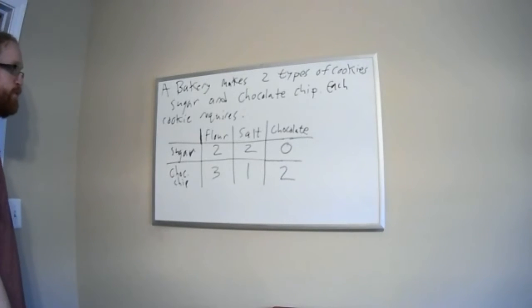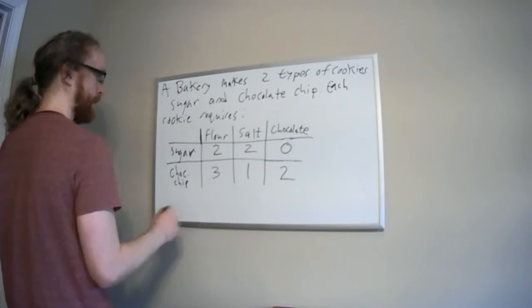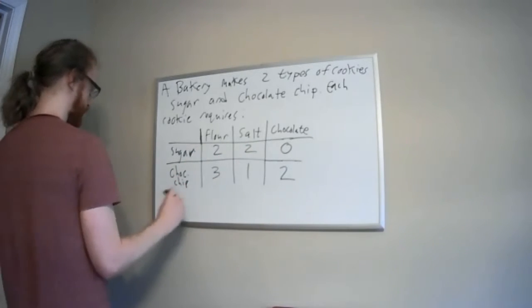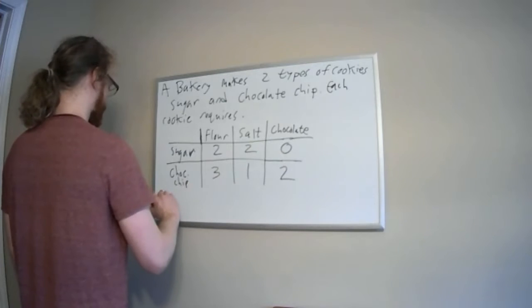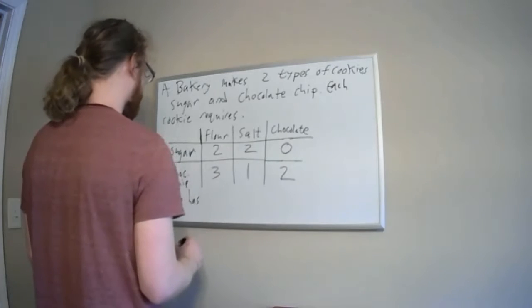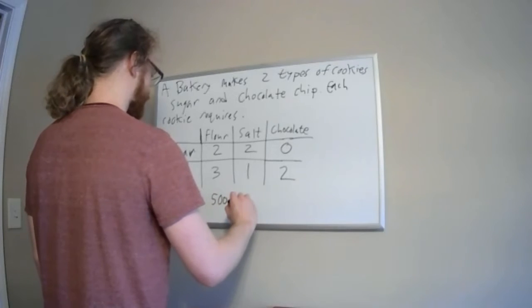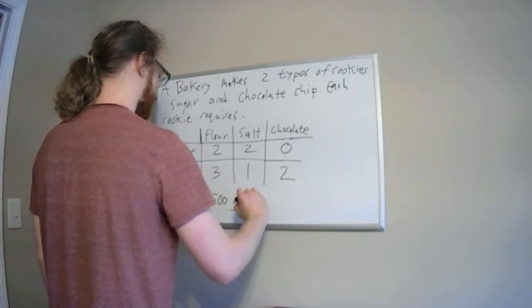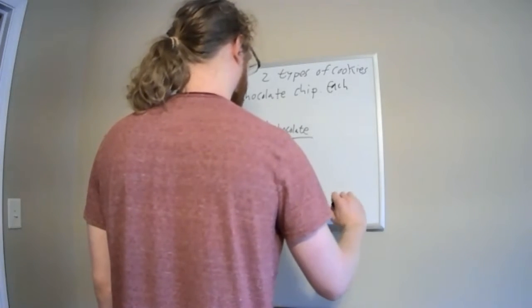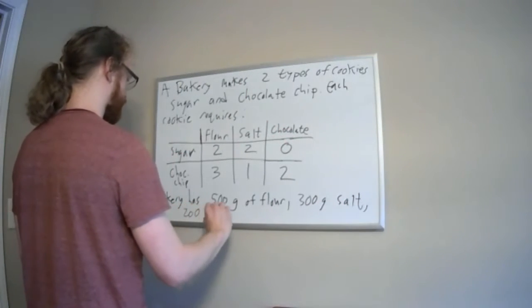Okay. So here's our setup with ingredients. This is how much each cookie requires. And again, all these numbers are grams. So it's 2 grams of flour, 2 grams of salt, and so forth. So let's say that the bakery has on hand, let's see, how about 500 grams of flour, 300 grams of salt, and how about 200 grams of chocolate.